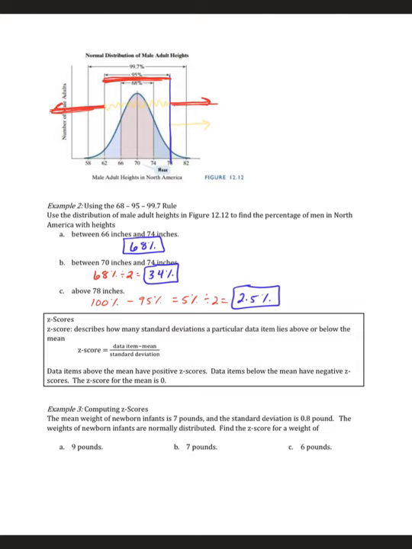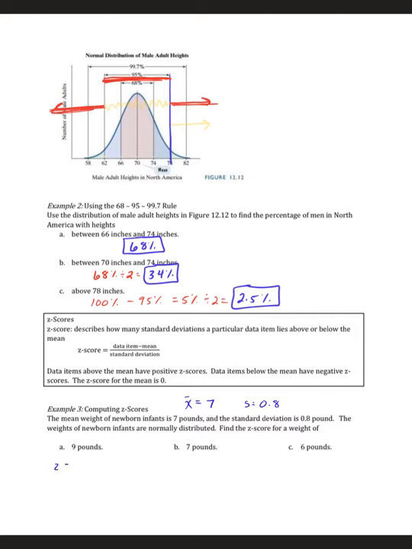So it says the mean weight of newborn infants is 7 pounds. The standard deviation is 0.8 pounds. The weights of newborns are normally distributed. Find the z-score. So there's two important pieces of information here again. We have the mean is 7 and the standard deviation is 0.8. Those are the two things we have to know. So we want to find the z-score of a baby that weighed 9 pounds.